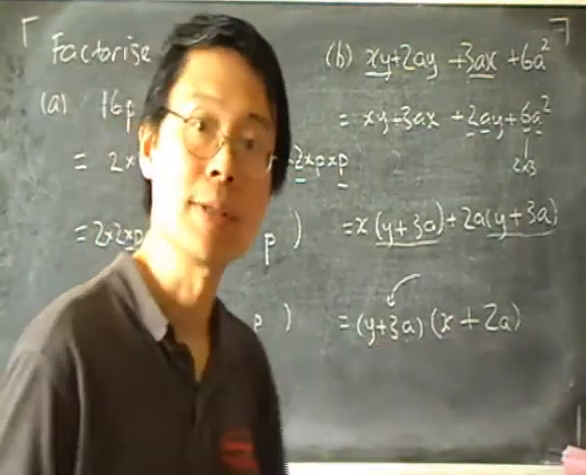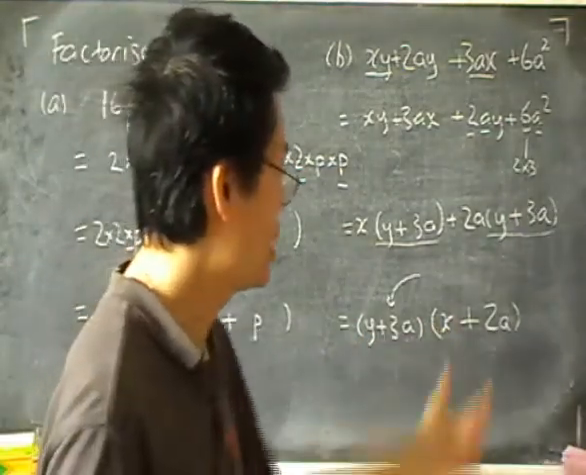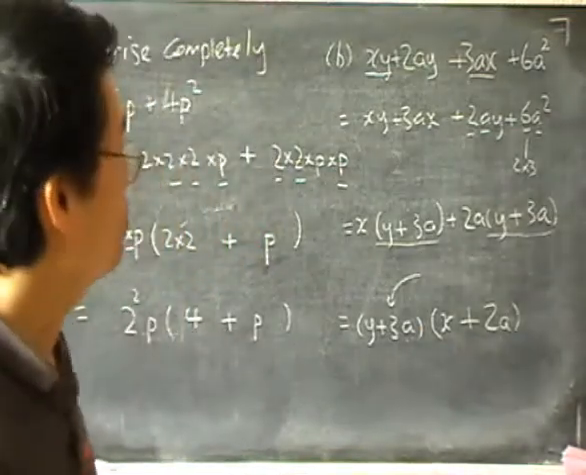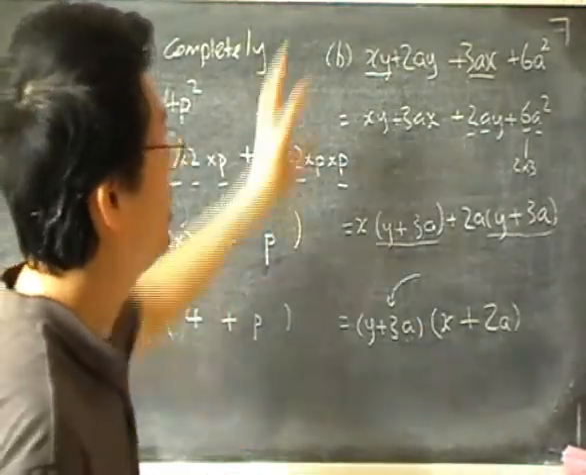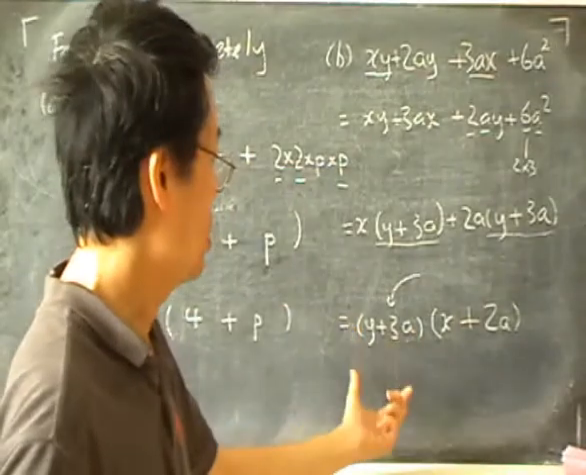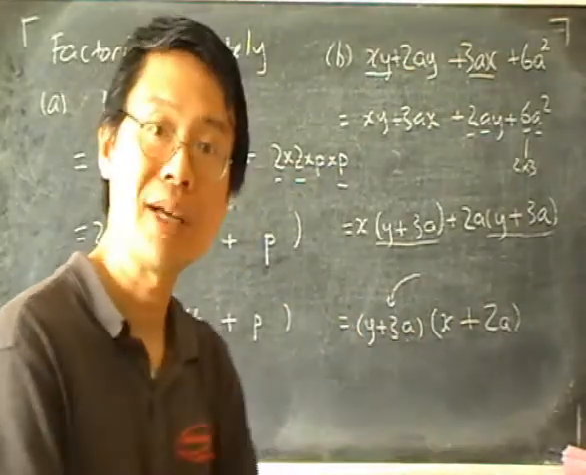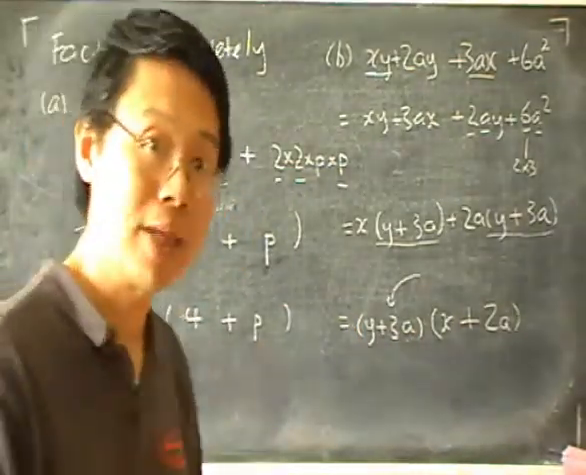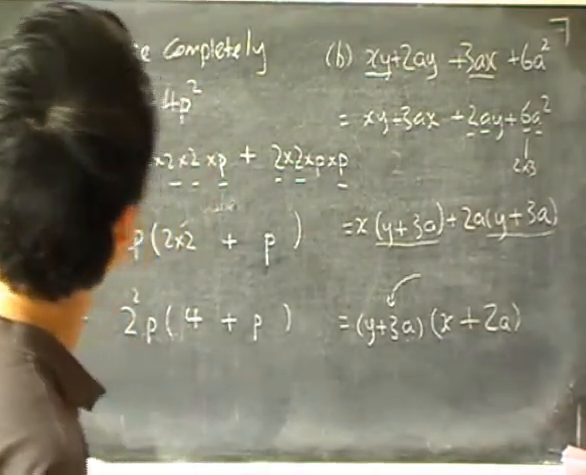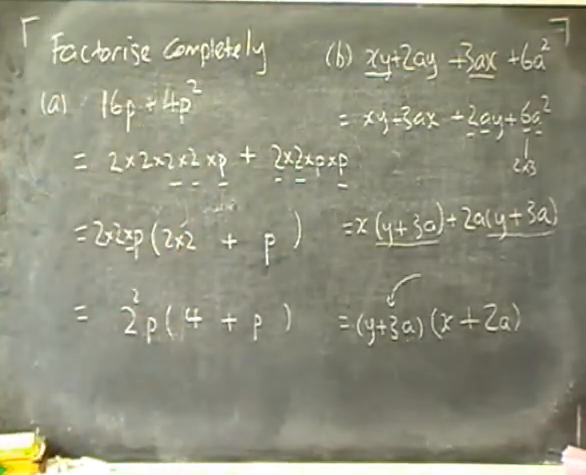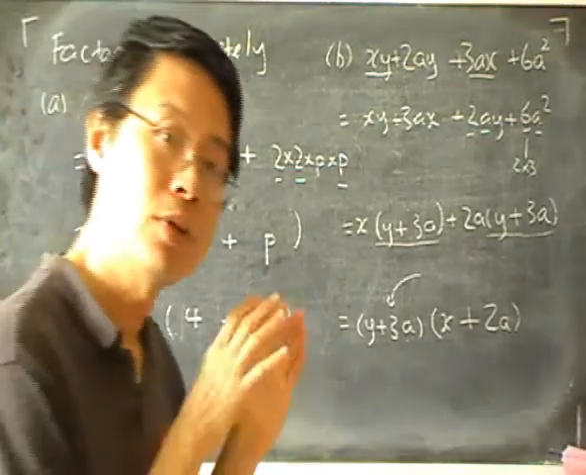This times this. 2 brackets multiplied together. That means that we have just turned this expression into a product of 2 factors. I have factorized the expression completely.